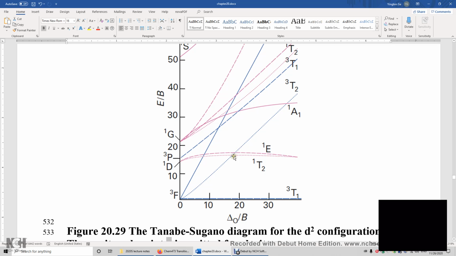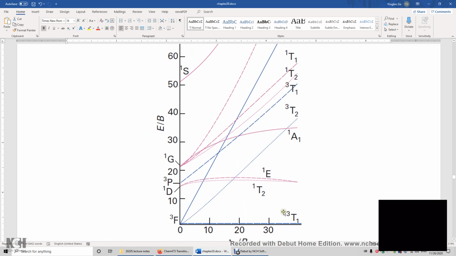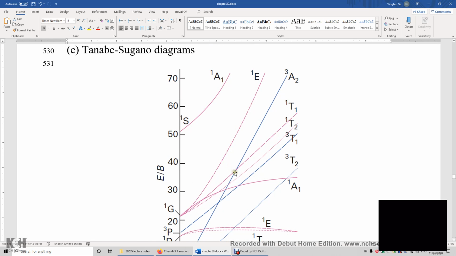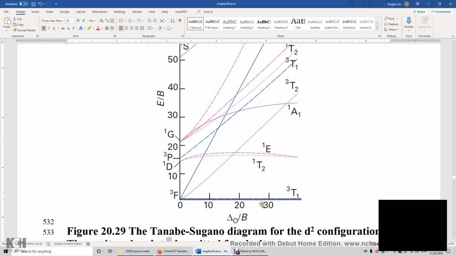So this dashed line is 3T2, and also from 3T1 to this 3T1. So this is from 3F, this is from 3P. And also we can look at the transition energy from 3T1 to 3A2. All right, so we just look at this.